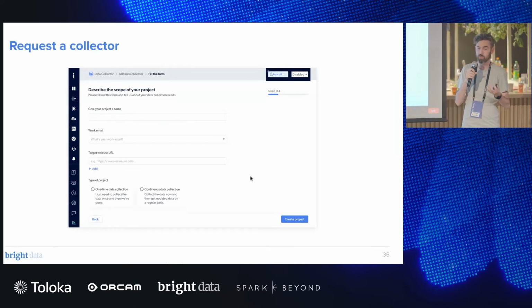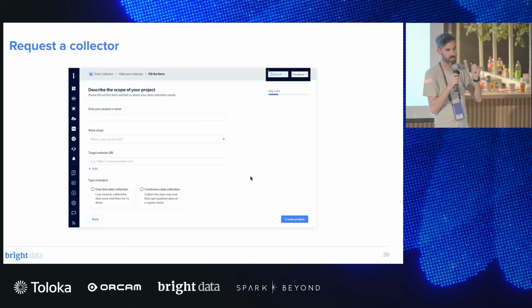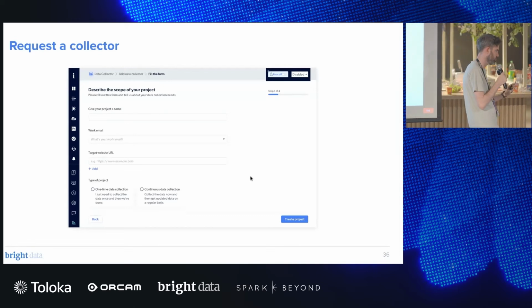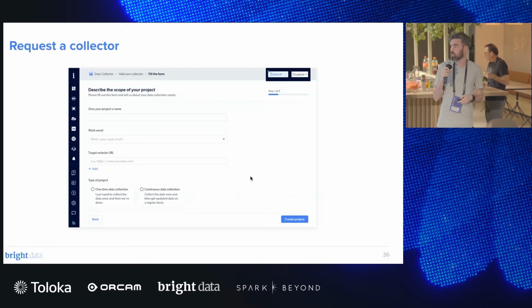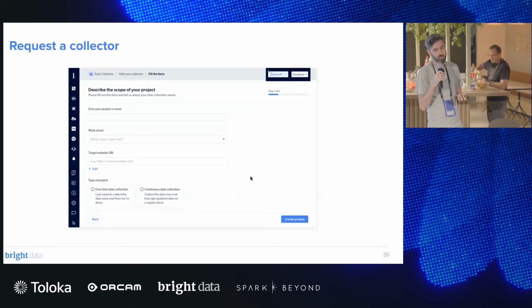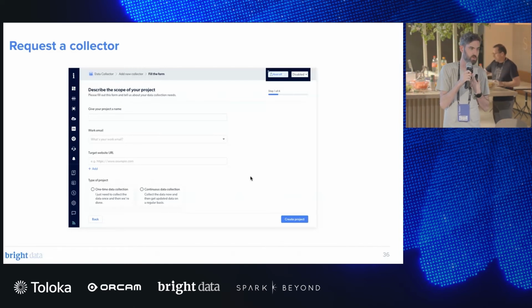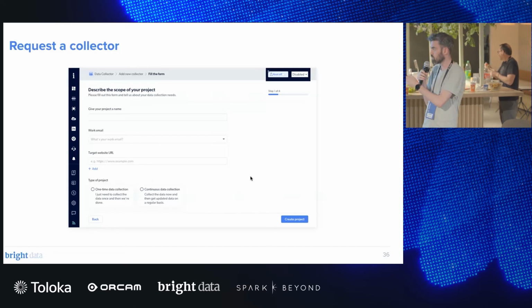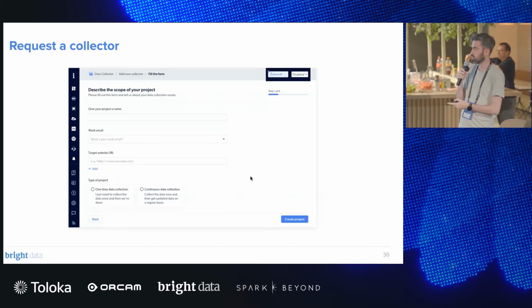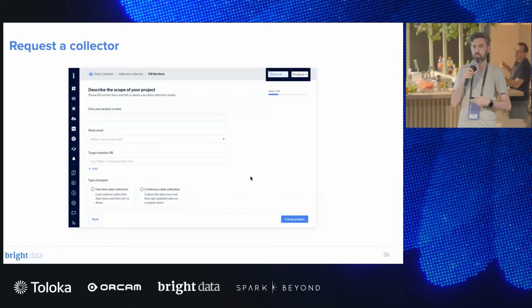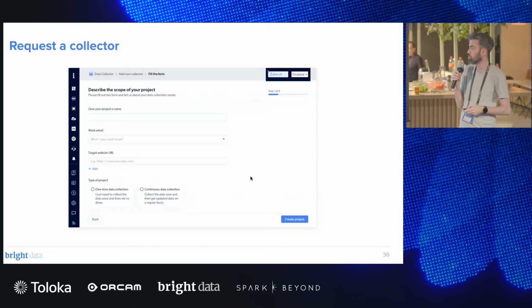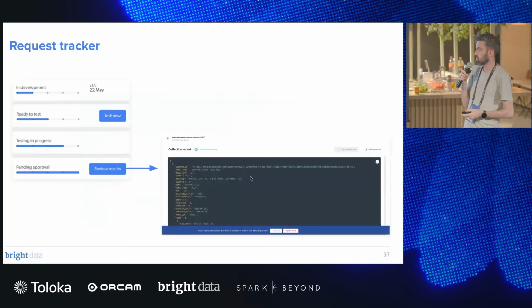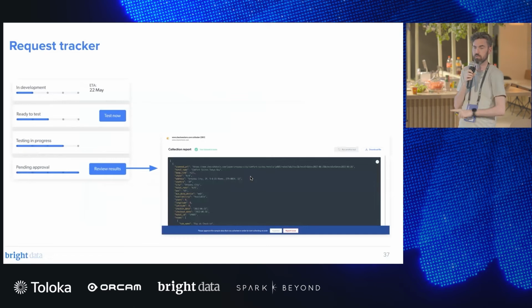So one model is doing it yourself, like I showed before with the IDE. Just write your own code in JavaScript and do whatever you want with it. The second option, if you don't want to do it, and most of our customers don't, they want us to handle all of these things. You can just go to our control panel, request a collector, tell us exactly what you need, give the project a name, and tell us from what website you want to collect and exactly what to collect. And immediately after, you will see this tracker.